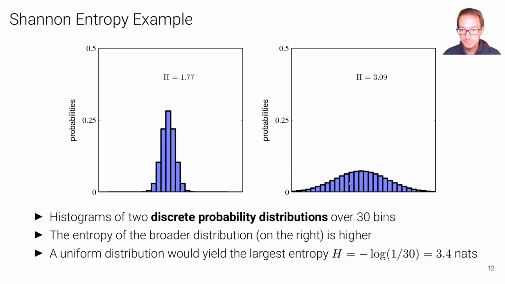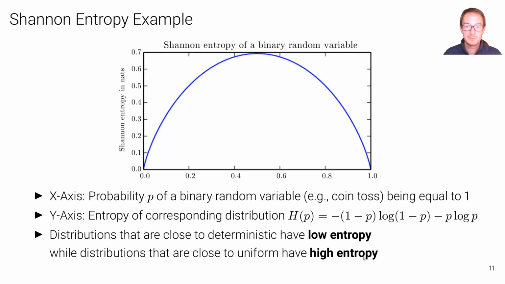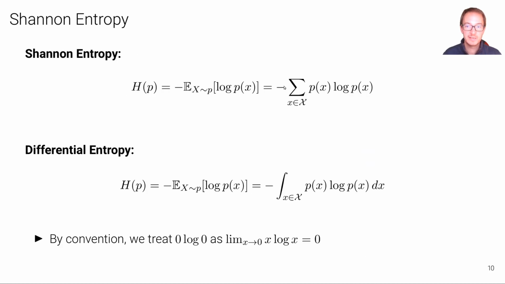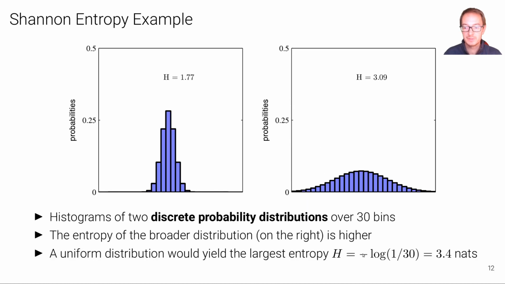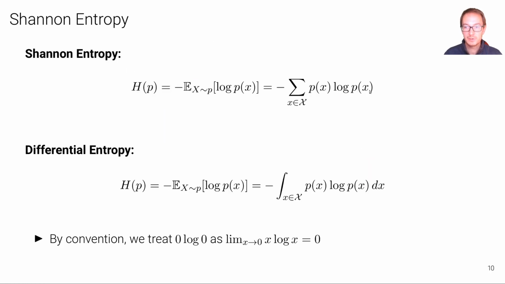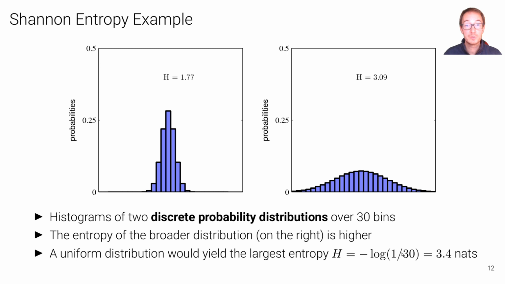So if we would have a completely uniform distribution here, then the entropy would be, if we go back to the formula, 30 times 1 over 30, because every p of x, every one of these, is equally likely now, and this cancels, so we don't see it here. We are left with minus log p of x, which is minus log 1 over 30. And so this is equal to 3.4 nats, which is the highest possible entropy that we can have for this particular distribution.